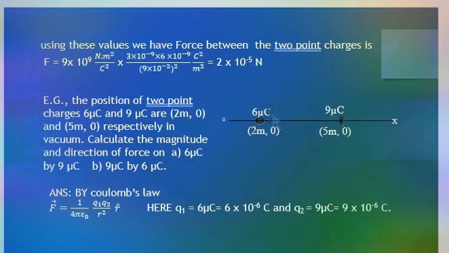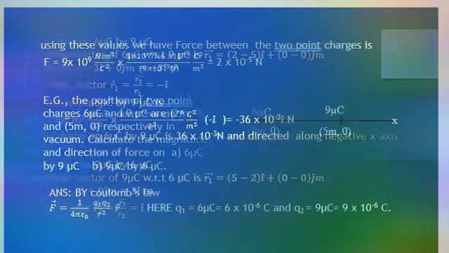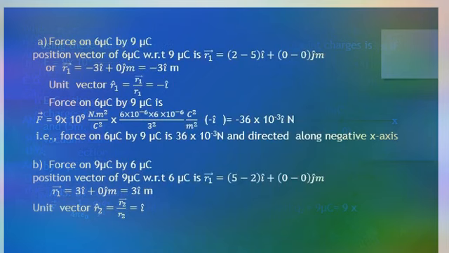Now as we are considering the force on 6 microcoulomb by 9 microcoulomb, you should consider that 9 microcoulomb is fixed whereas 6 microcoulomb is movable. Obviously it will repel it along this direction. The direction of force on 6 microcoulomb must be towards the negative x-axis. So here you should calculate like this: 1 by 4 pi epsilon Q1 Q2 by R square R cap. Q1 Q2 is given as per the values. Okay, clear?